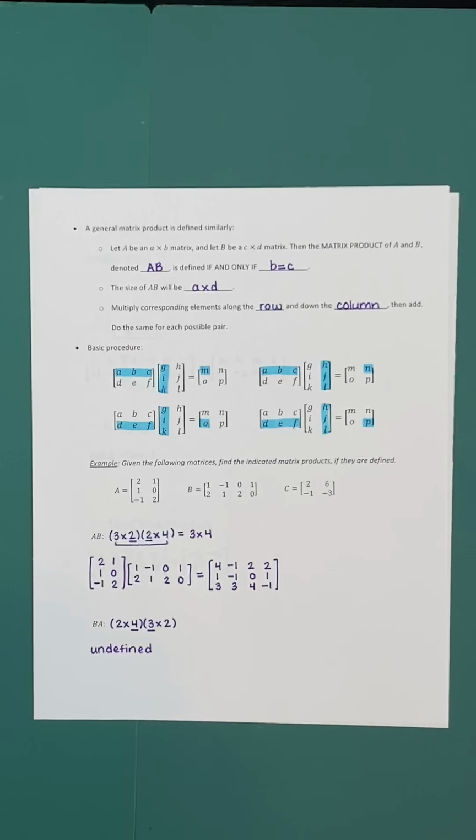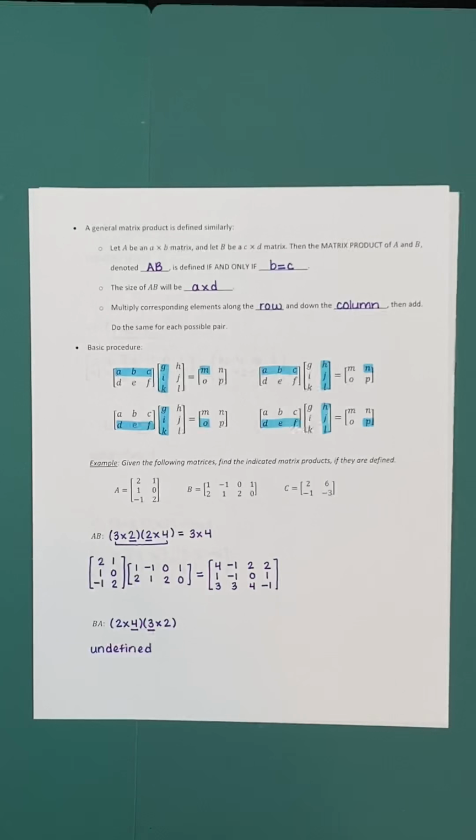Okay, so here's how we're going to define it. We're going to let A be an A by B matrix. So A cross B, that's going to be the dimensions of matrix A. We're going to let matrix B be a C cross D matrix. So C and D are the dimensions of matrix B. So the matrix product of A and B, denoted AB, in other words, we're just multiplying them together, this will be defined. In other words, we can actually do this operation if and only if the dimensions B and C are the same.